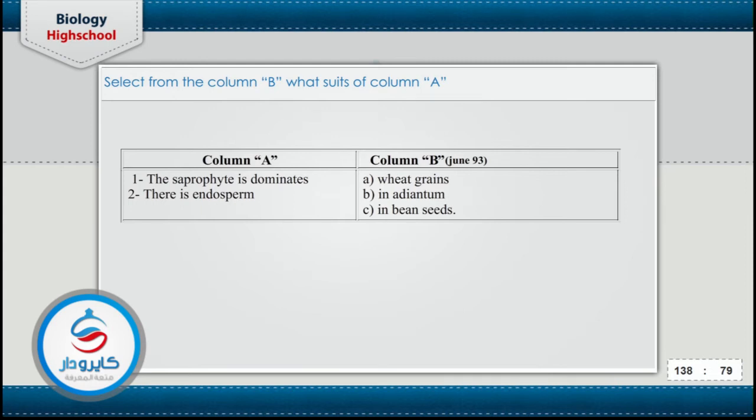But the endospermic seeds act as a monocot seed, which contains endosperm, as in wheat grains. So the answer: the sporophyte is dominant in the adiantum, but the endospermic seeds are wheat grains. The grain acts as a fruit with one seed. The ovary wall, the ovary tissue, and the two integuments are all hardened together to form the grain, so the grain acts as a fruit.